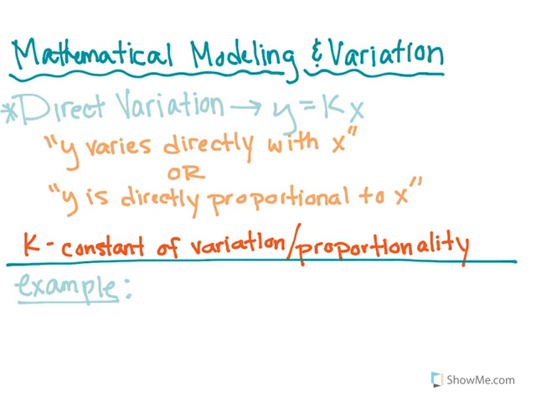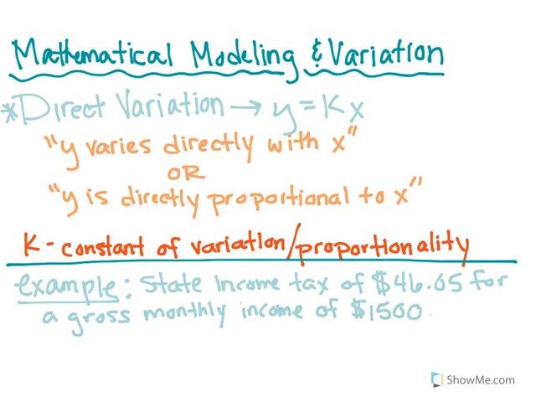We're going to take a look at an example out of your textbook, which gives information about income tax being directly proportional to your gross income, which is actually true. Here's the information it gives us: we have a state income tax of $46.05 for a gross monthly income of $1,500. In other words, if you get a paycheck for $1,500, the state's going to take $46.05 for your income tax.